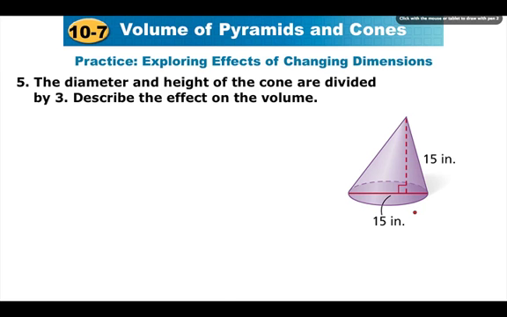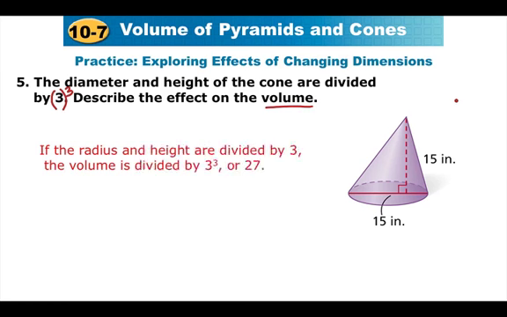This is exploring the effects of changing dimensions. Says the diameter and height of the cone are divided by 3. Describe the effect on the volume. Since we're talking about volume, you should know that you're going to use this number and raise it to the 3rd power. That's why the answer to number 5 is what you see there. Since we're dividing, this is the answer. Divided by 3 cubed or by 27.